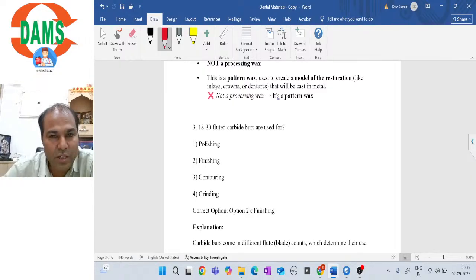Clear? So the ideal answer is you should invest it as soon as possible. Clear? Next question, 18 to 30 fluted carbide burs.